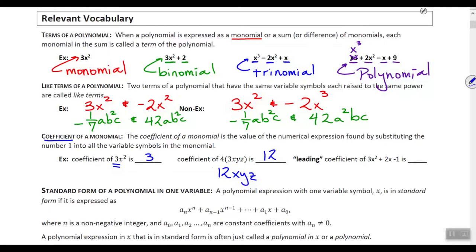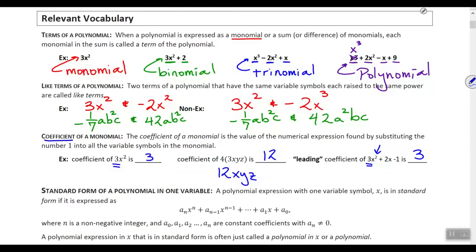Okay? Now, the leading coefficient is the coefficient of the term that has the highest exponent, the highest power, the highest degree. Okay? So in this case, this one right here has the highest power, the highest exponent, and it's the coefficient of that term. It's 3. Now, it's called leading because it's supposed to be in the front, like the line leader, okay?